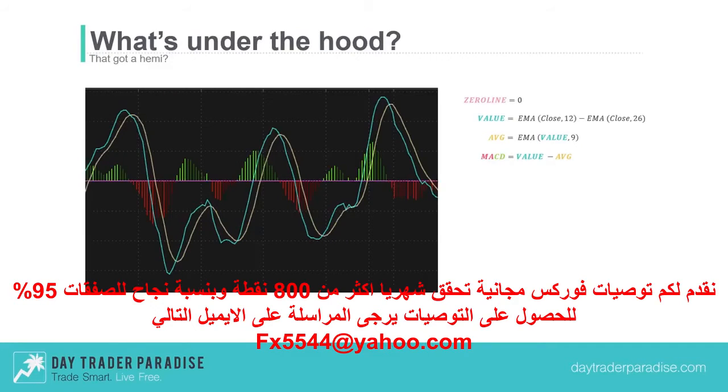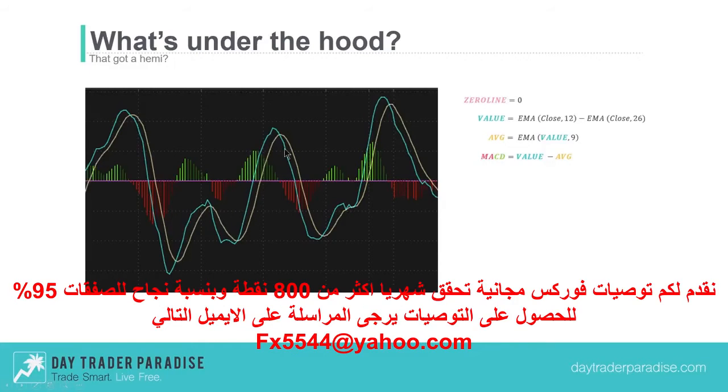So what's under the hood? You have 4 parts to it. The 0 line is a line that's equal to 0. The value line, which is the EMA 12 minus the EMA 26 of the price. The average line is the EMA of the value line, which is just a smoothing out. I'm going to show you on my mouse. So here is the value line. Here's the average line. And then the MACD is just the difference of these two.